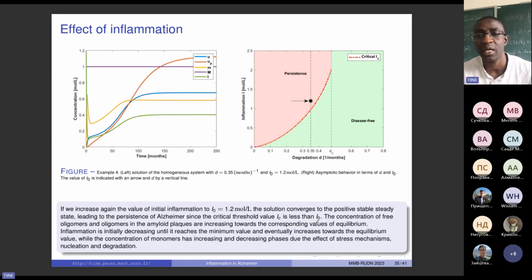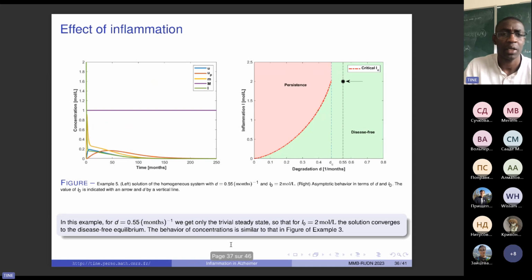And if it is less than I0, we come to the disease-free equilibrium. So the concentrations of free oligomers and oligomers in the amyloid plaque, if I look at this dynamic here, are increasing toward the corresponding equilibrium value. Initially, the inflammation decreased until it reached the minimum value and eventually increased again, right? And this is very important to highlight in this study.